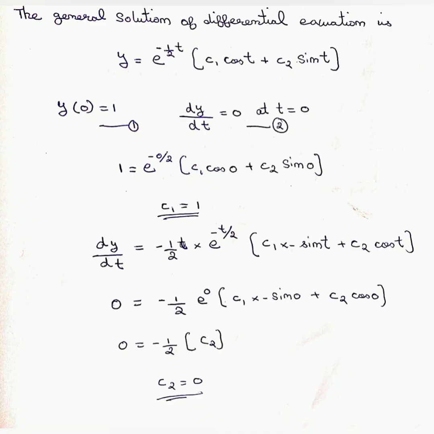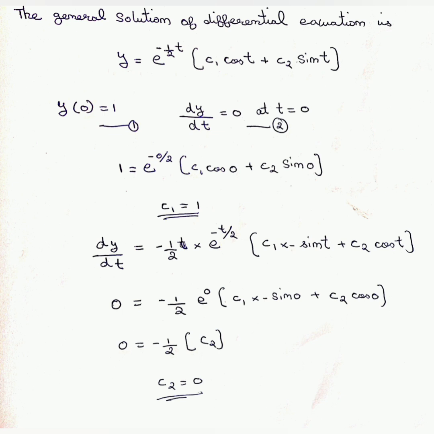Since the value of m is a complex number, the general solution of the differential equation is of the form y = e^(at)(c1 cos t + c2 sin t). Here m = -1/2 ± i is of the form a ± ib. The value of a is -1/2. Therefore, y = e^(-t/2)(c1 cos t + c2 sin t).